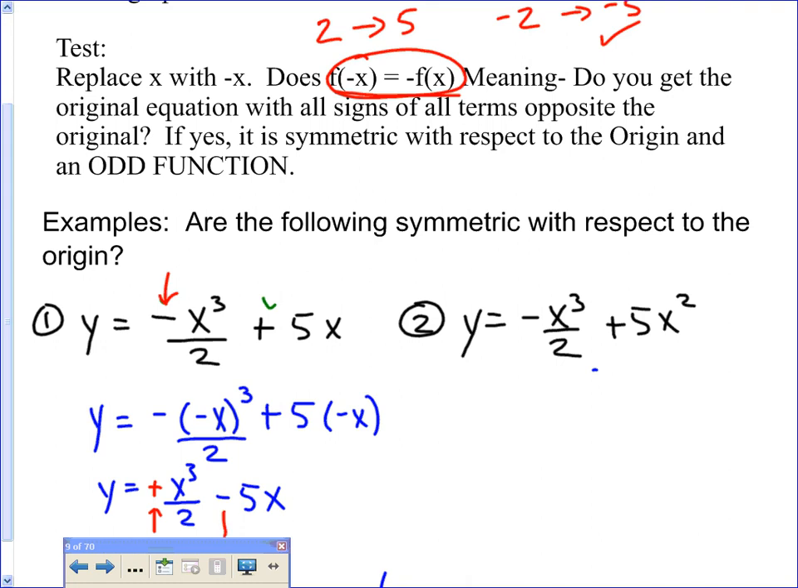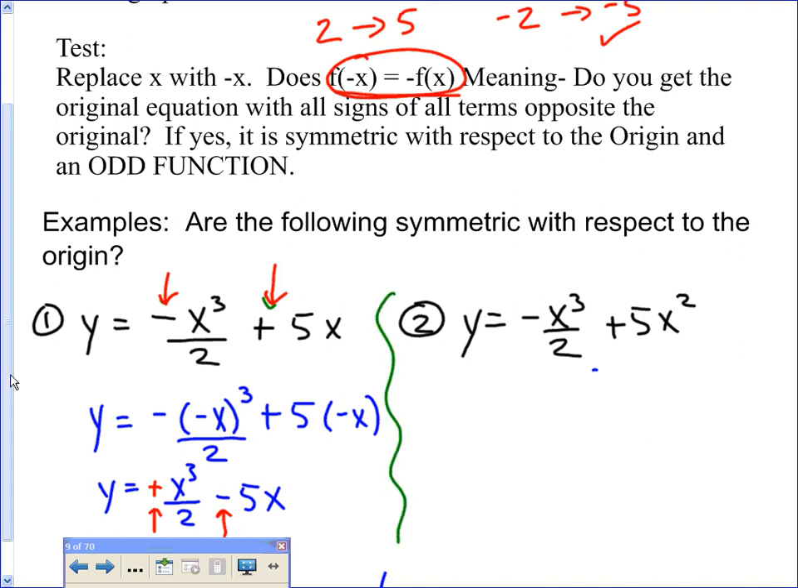Okay, we have another sign to compare. You've got the negative 5x, and now you have a positive 5x. So the answer here is that yes, this one is symmetric with respect to the origin. We do have an odd function. And let's try the second one.